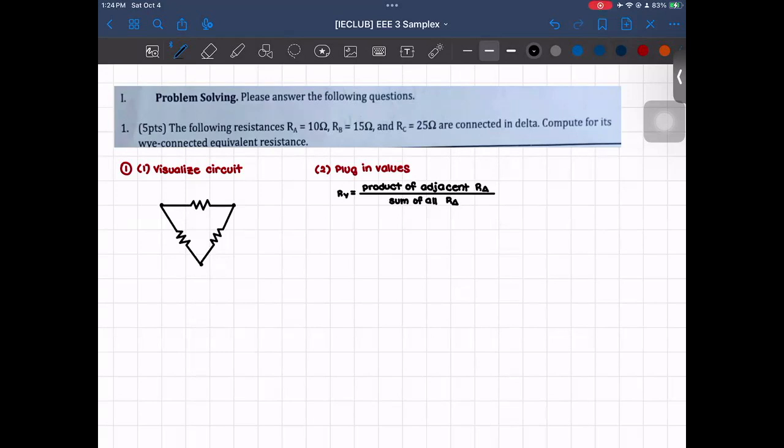So the first question is: the following resistances, RA is equal to 10 ohms, RB is equal to 15 ohms, and RC is equal to 25 ohms, are connected in delta. And we're looking to compute for its Y-connected equivalent resistance.